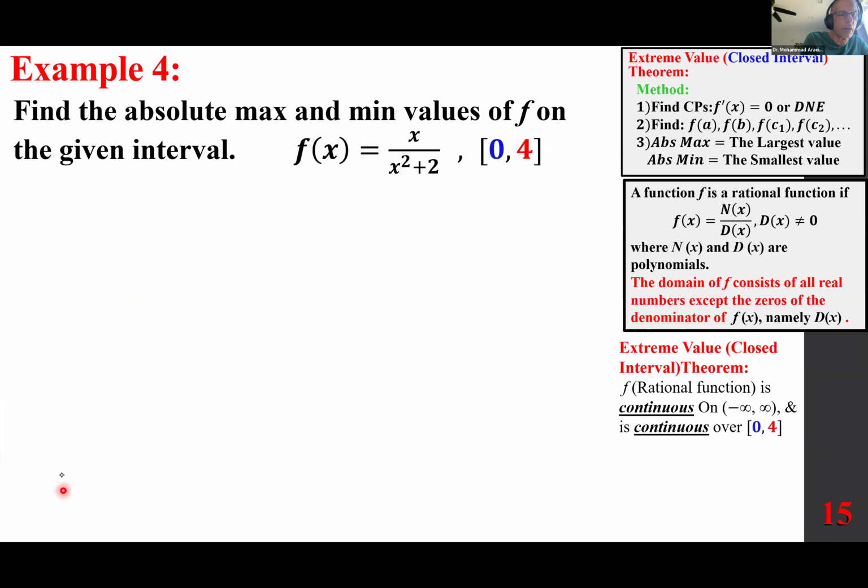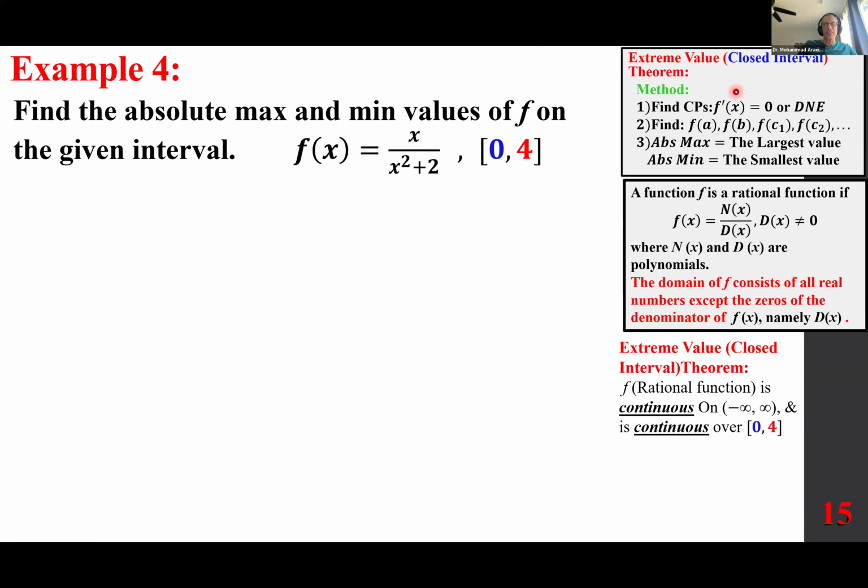So we are going to write f is a rational function, and it's continuous on negative to positive infinity. You can say the domain is negative to positive infinity, or it is continuous from negative to positive infinity. And therefore, it's continuous in the given interval of 0, 4, because negative infinity to infinity contains the interval of 0 to 4. Therefore, we want to move with the process number 1.